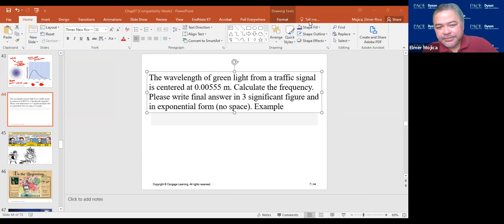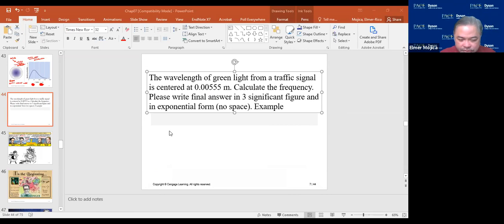Okay, good morning, everyone. As usual, we're going to answer the quiz or problem solving that we have. These are the questions that came out. The only one that changed is the wavelength. The wavelength of the green light from a traffic signal is centered at 0.055 meters. Calculate the frequency. This is very straightforward.